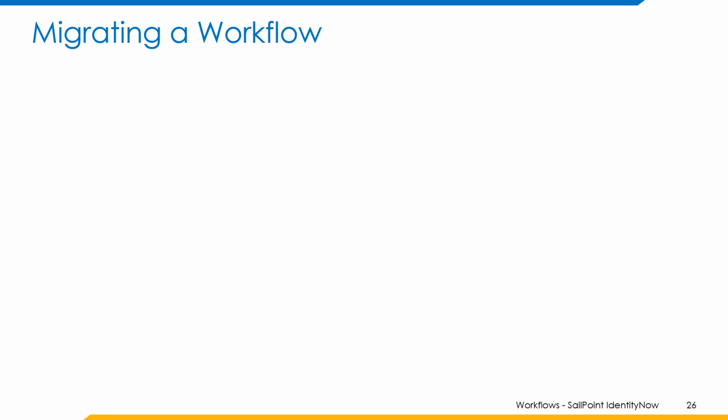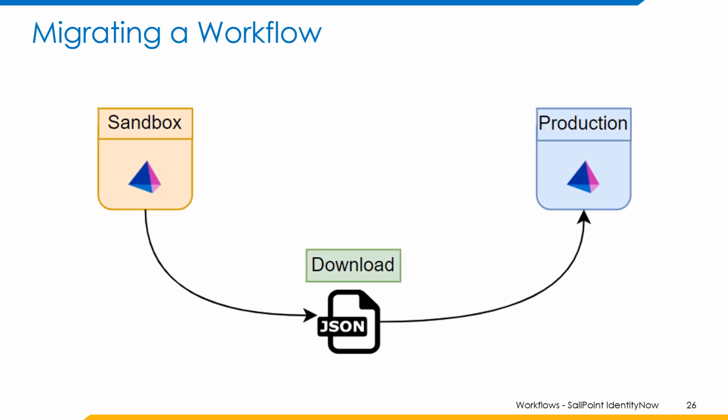But how do we migrate a workflow from Sandbox to the production environment? SailPoint made it easy by offering building a workflow from JSON. After a successful test of any workflow, we can download the script by clicking the download icon. It will be downloaded and saved with a JSON extension.